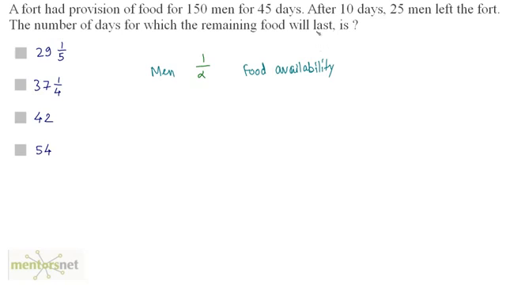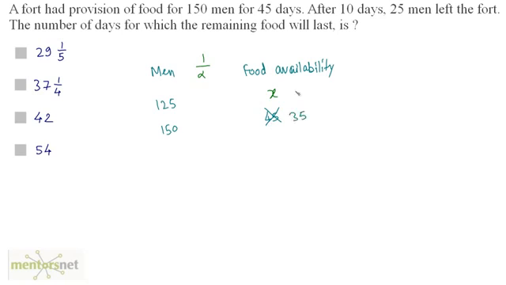Now we have been asked what is the number of days for which the remaining food will last. Let this remaining food last for X days. Now what are the number of people remaining? Well, 25 men left after 10 days. So 150 minus 25, that is 125 men are there in the fort. Next we have 150 men whose food availability is 45 days. But if you take 45, it is wrong. You should take 35 here.